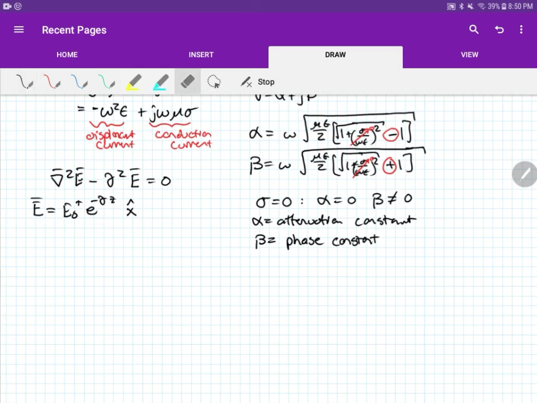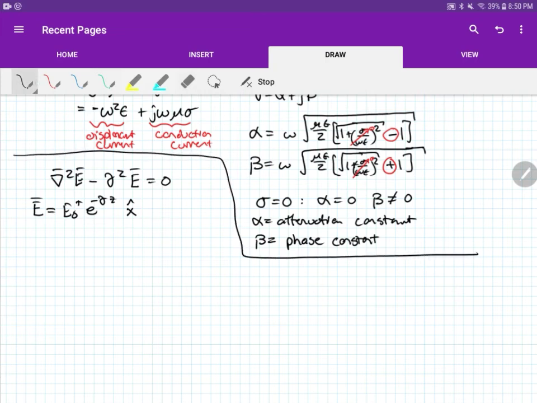And back to this solution to the wave equation over here, kind of as an aside, the solution to the wave equation, we just wrote the forward wave. Generally, there would be a backward wave term shown as plus E naught minus e to the plus gamma z in the x-hat direction. But in this application, we're going to look at a one-way source. So we're going to just ignore this term. We're going to say this term is equal to 0.